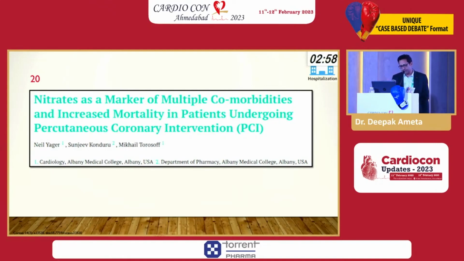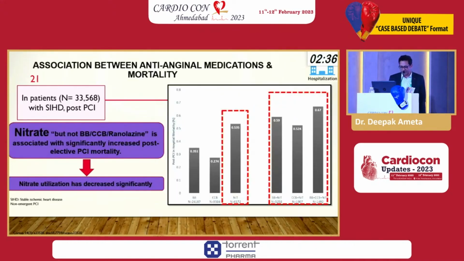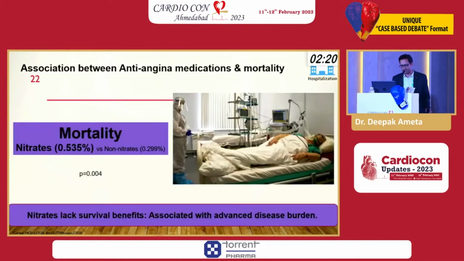Now we also see what are the drawbacks of other therapies. Nitrates, as we know, are a marker of multiple comorbidities. If you are using lots of anti-anginal therapies, it means the patient's vasculopathy is very aggressive. And if the patient is very aggressive in his disease, the overall symptomatic status and overall morbidity would be raised. So nitrates are associated with significantly increased post-elective PCI mortality. I believe this might also be true with all other drugs, because as the number of anti-anginal drugs increases, the patient's disease is more aggressive, and you will have more mortality and morbidity with all these drugs.